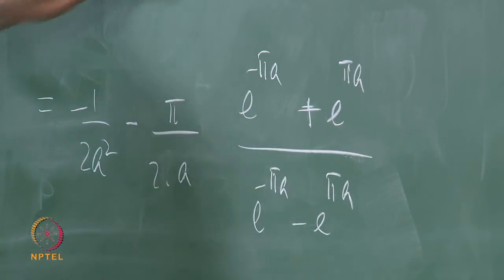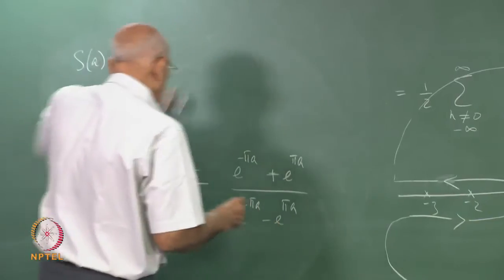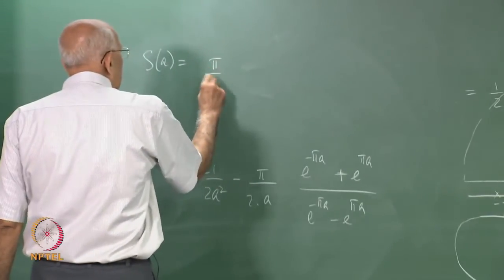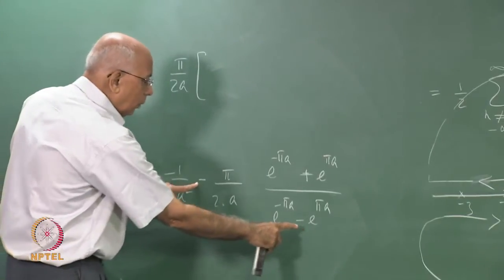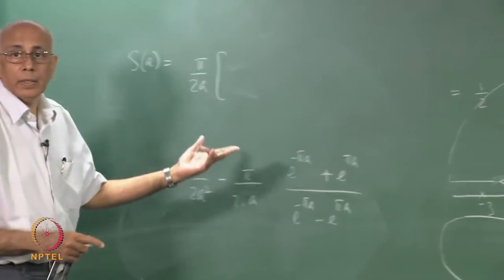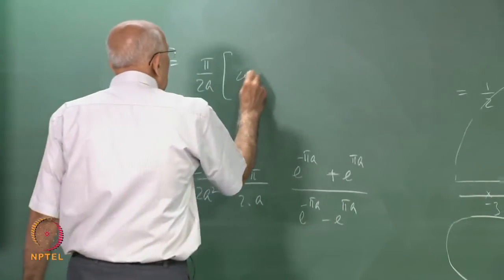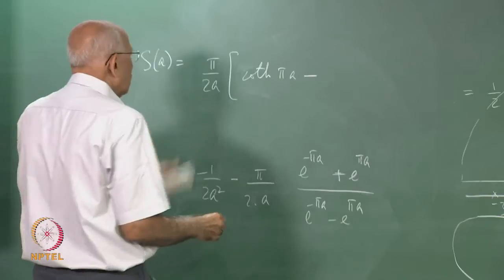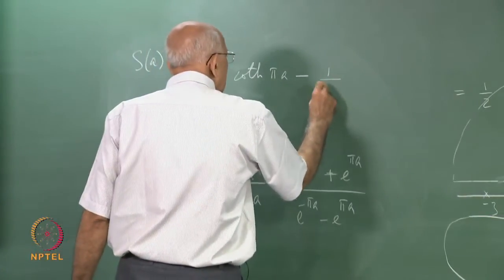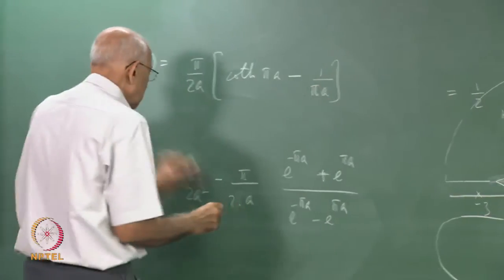So, let us pull out the pi over 2a times, once these two minus signs go away, this is equal to coth. So, this is coth pi a minus, I pulled out a pi over 2a, so I better put that back, 1 over pi, and that is the answer.